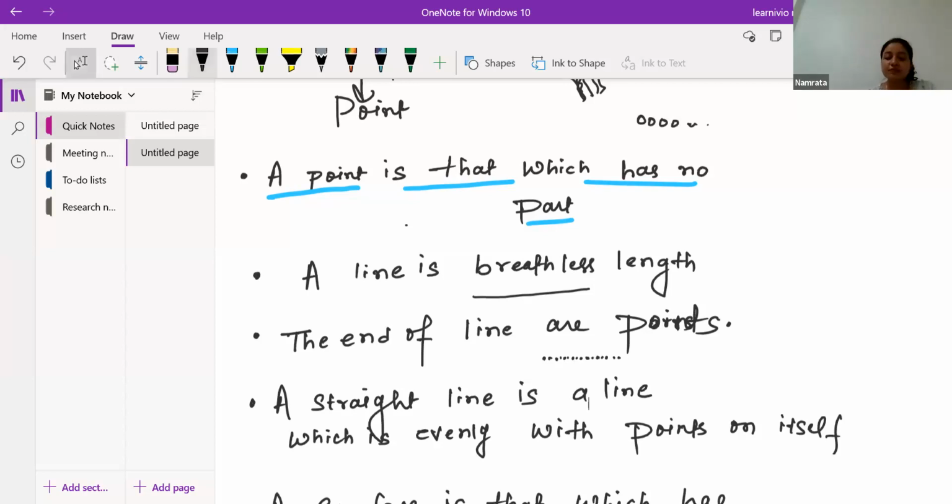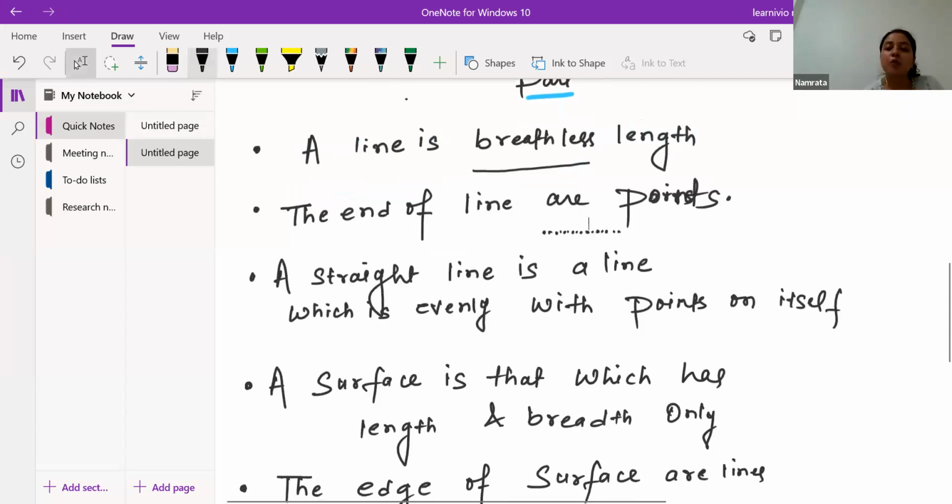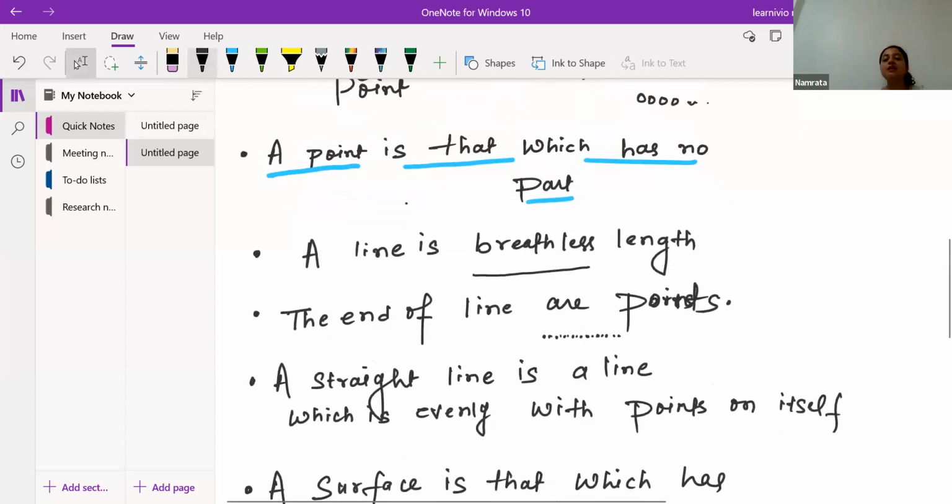Now the next definition says a straight line is a line which lies evenly with the points on itself. Obviously, a straight line is a line which is made up of points on itself, right? So a straight line is completely made up of points. That's what the next definition says. So Euclid is saying the same thing again and again. Previously we have learned about it. Now again, a lot of definitions are talking about the same thing, right?